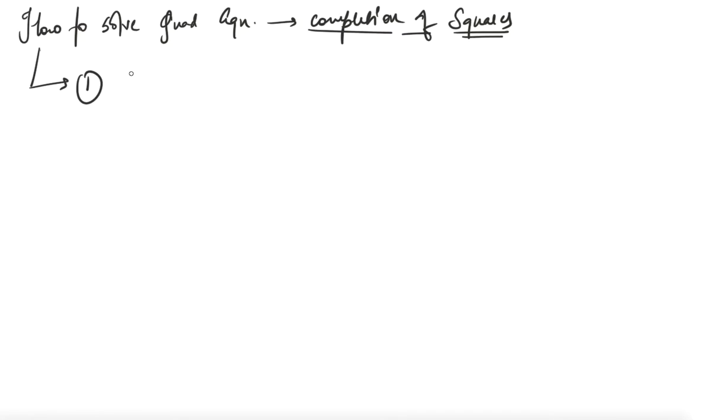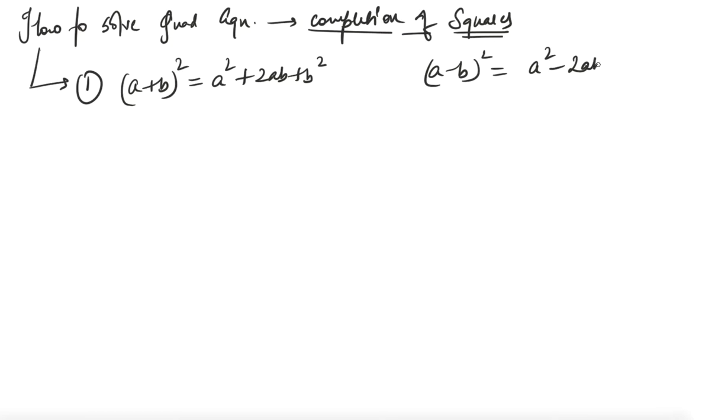First, and the important thing is, you know that (a plus b) whole square is a square plus 2ab plus b square, or (a minus b) whole square is a square minus 2ab plus b square. All of you know this. This is one of the very frequently used identities.